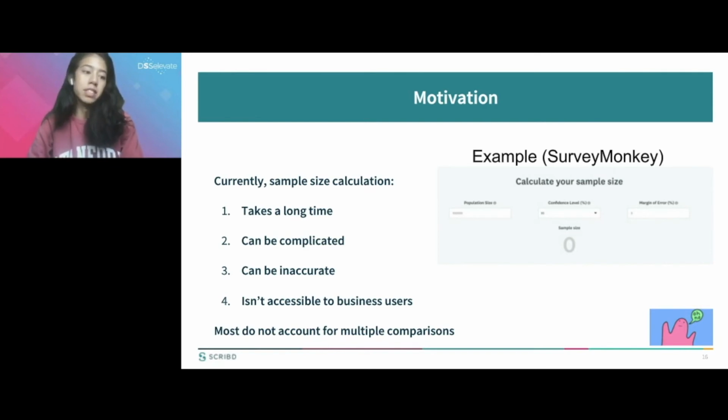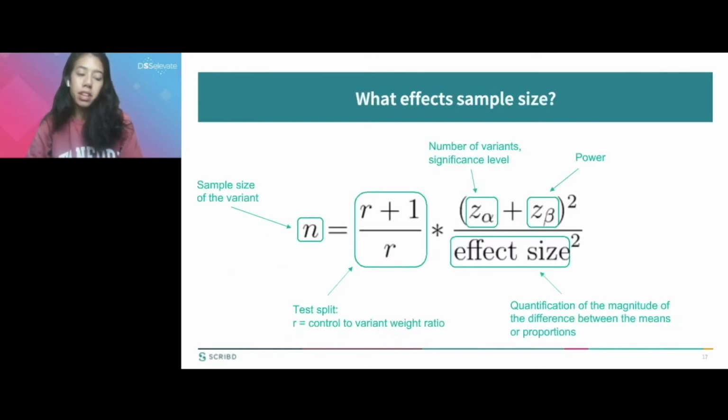So what affects sample size? Many of these metrics are probably familiar to you, and they are what go into online sample size calculators. For example, the statistical power in your experiment and the effect size, but also going into sample size should be the number of variants and the test split. The issue, as I mentioned before, with a lot of online sample size calculators is that it's unclear how they take into account all these factors.